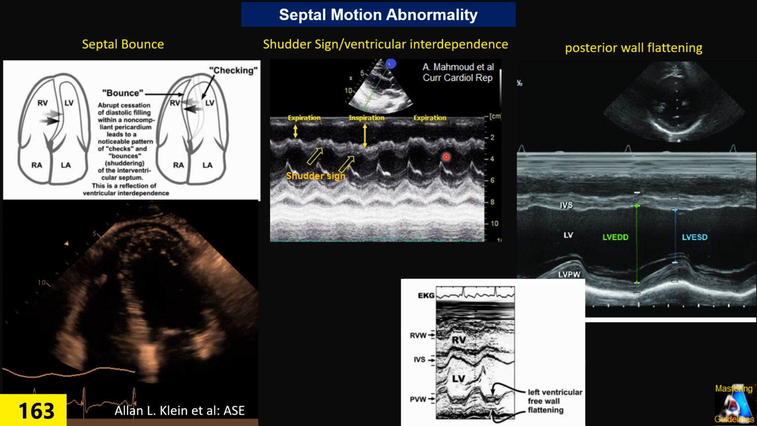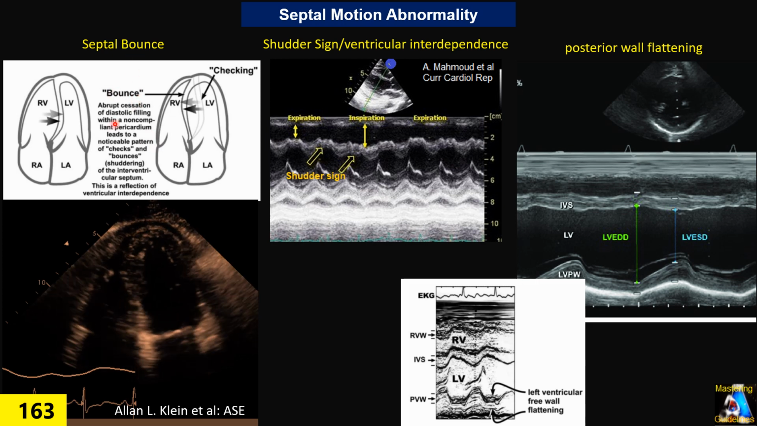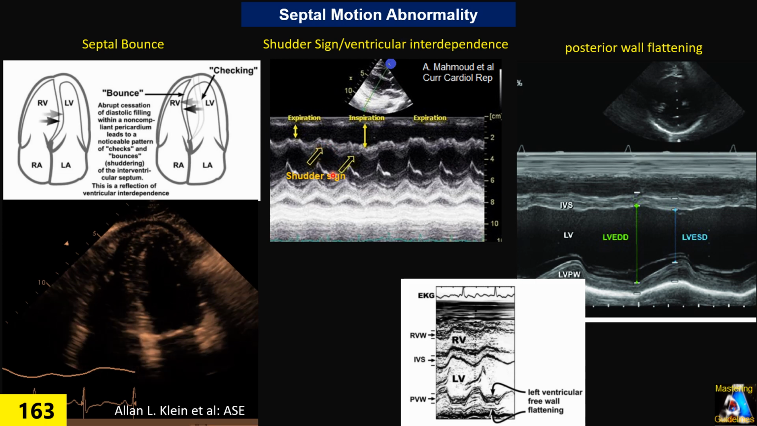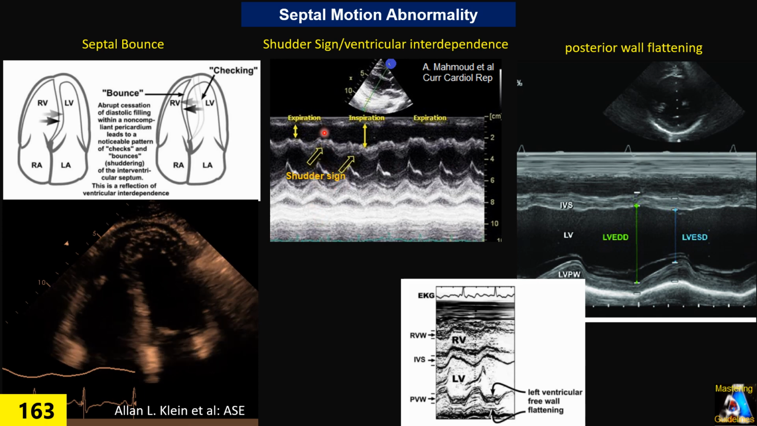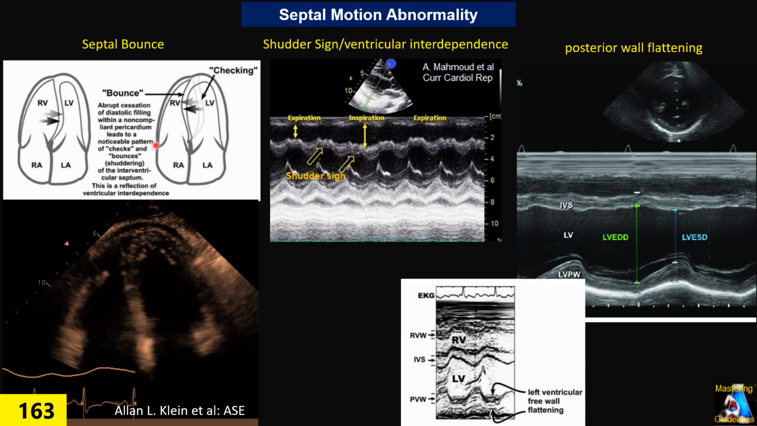In M mode, when the patient has septal bounce, we can detect it as a notch at early diastole of the septum on the M mode. In this situation we call it the shudder sign. Here the bouncing we call the shudder sign, and it is the same as the septal bounce on 2D.